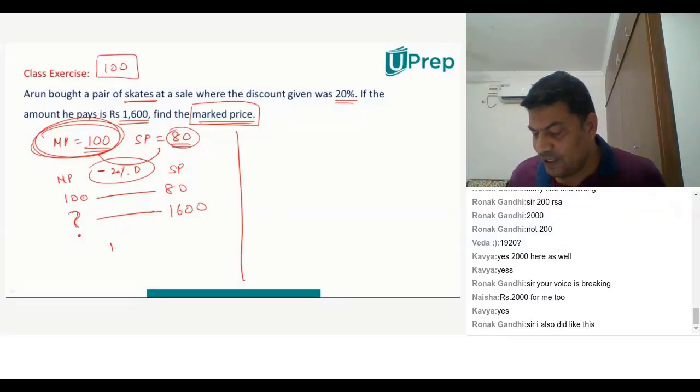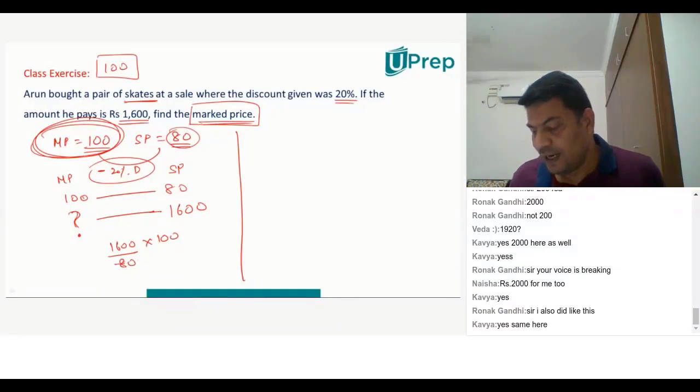Cross multiplying, right? Your 1,600 upon 80 multiplied by 100, correct? 80 ones are 80, 20s are 1,600, therefore that should be 2,000.